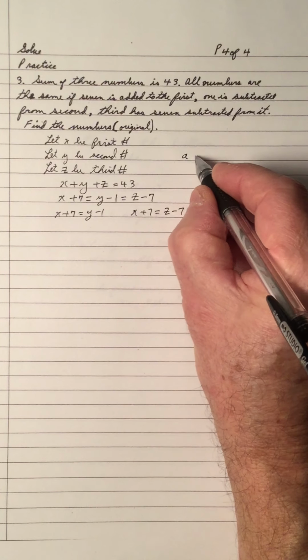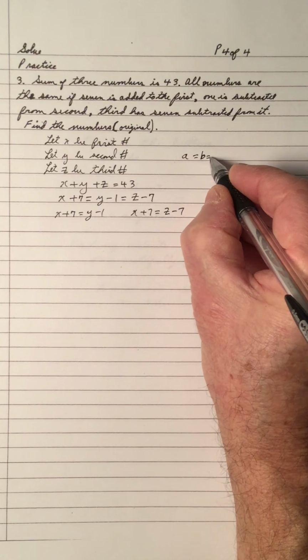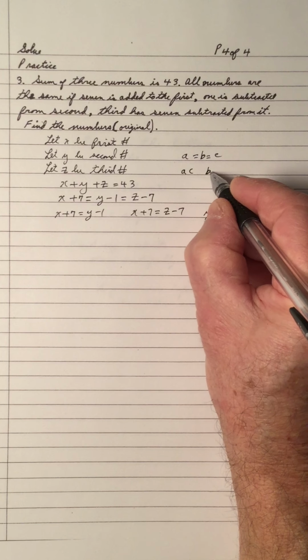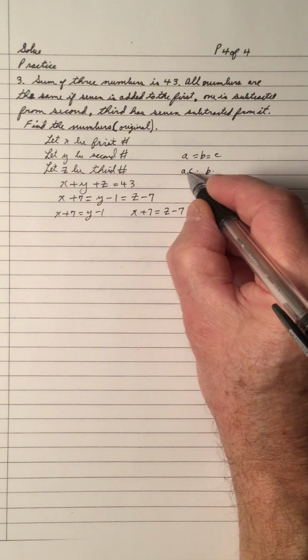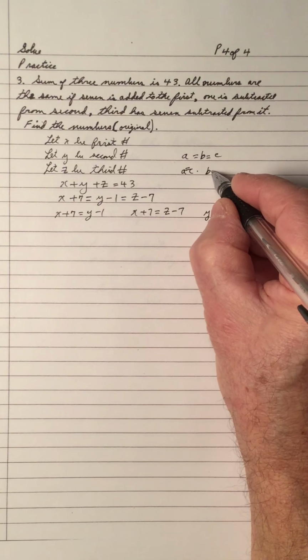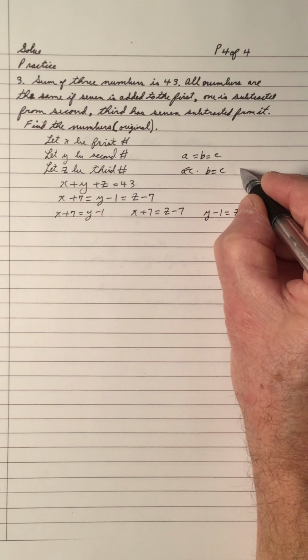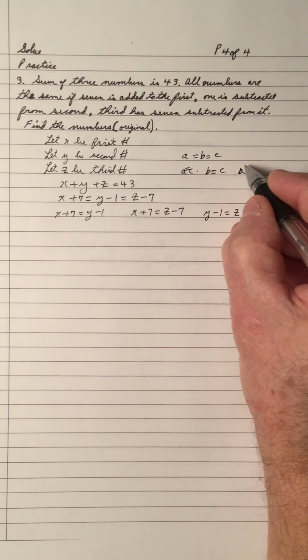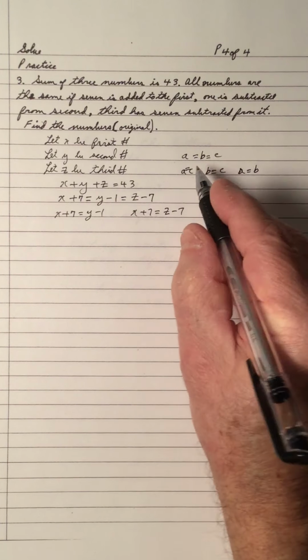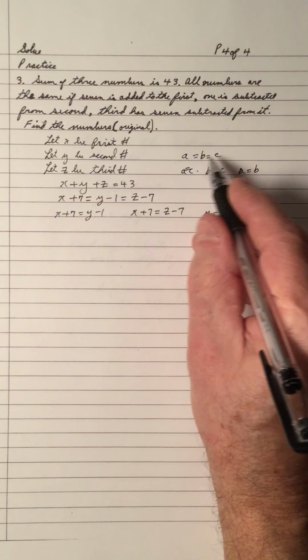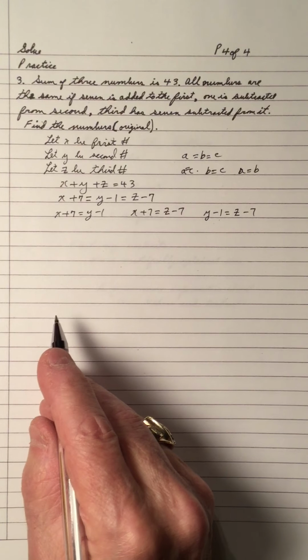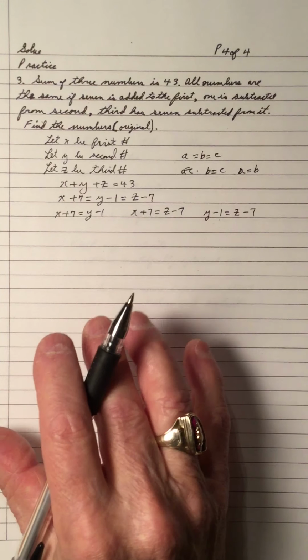That's like saying A equals B equals C. So I can say A is equal to C, B is equal to C, and A is equal to B. So A equals B, B equals C, A equals C. That's what we're doing right here. If they're all equal to each other, then any two are equal.